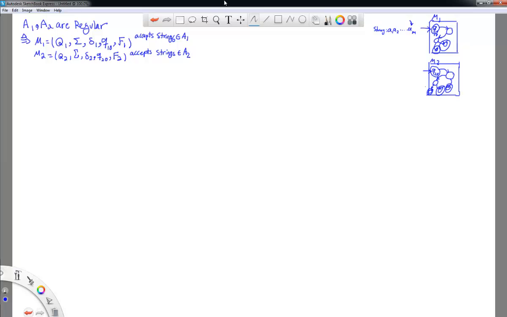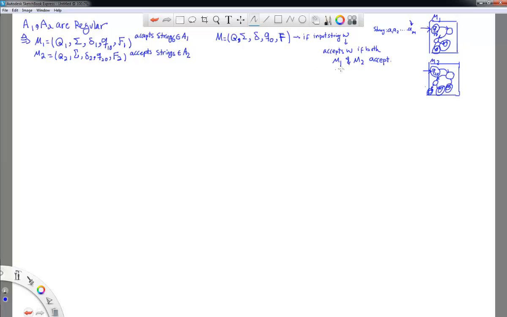So basically what we want to do is create an automaton M equal to Q, sigma, delta, q sub 0, and F, such that if the input is a string, let's say w, it accepts if both M sub 1 and M sub 2 accept.